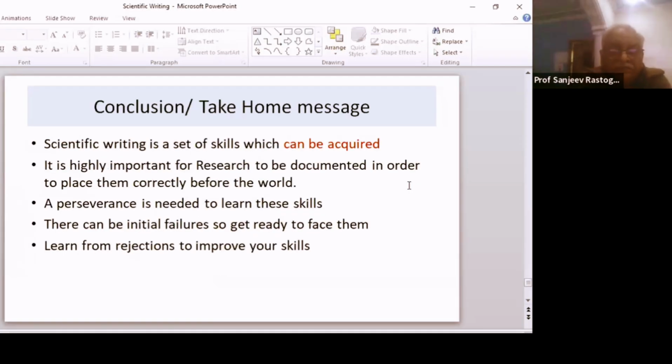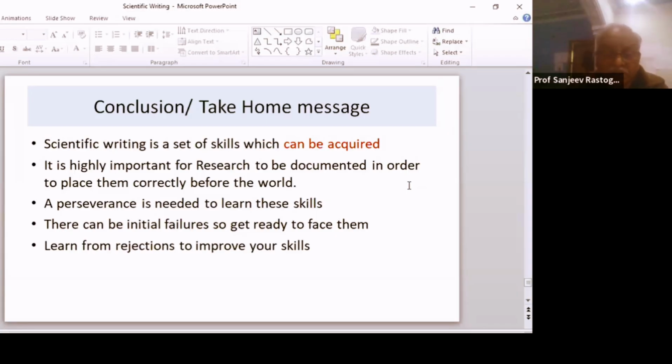So finally, the take-home message is that scientific writing is a set of skills which can be acquired. It is not something inborn. Somebody is not a born writer. It is a skill which can be acquired. So if you start thinking of this today, maybe after 3, 4, or 5 years, you can be a very nice scientific writer, or an accomplished writer. It is highly important for research to be documented in order to place it correctly before the world.